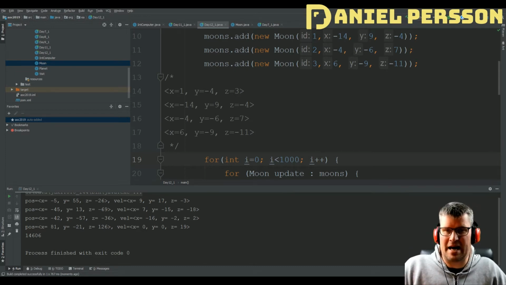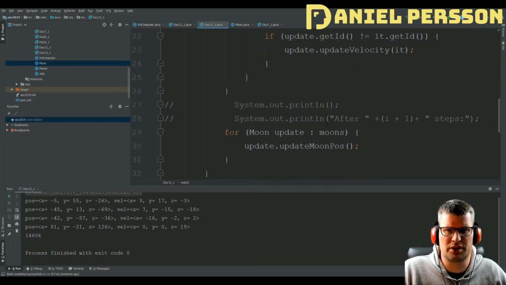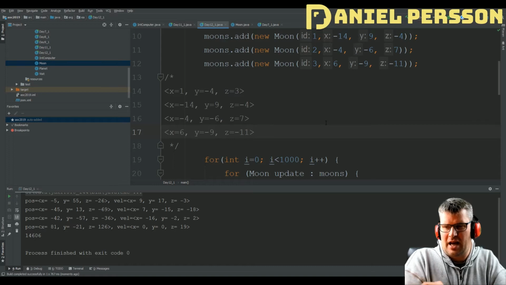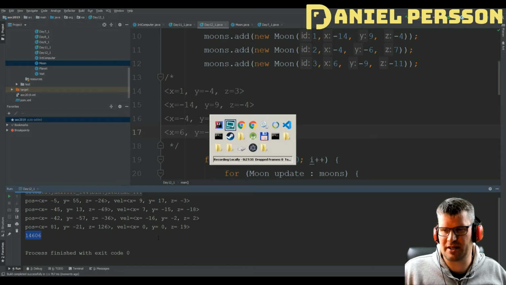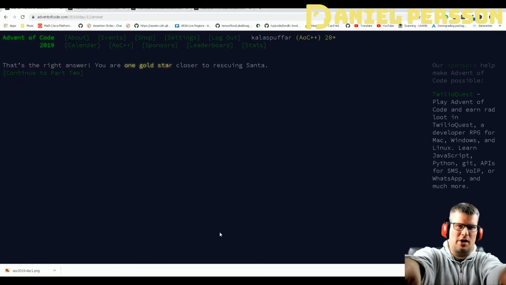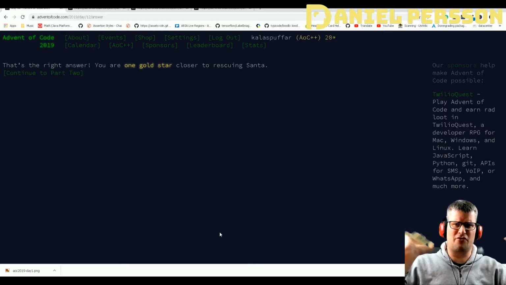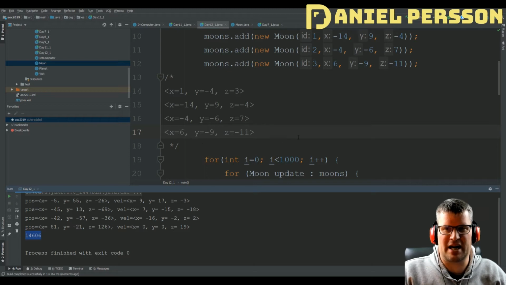And I'm back. There was a bit of math today, and a lot of different moons to update, and I got the result of 14,606. So let's see if that is the correct answer for the first puzzle today. It is! You get a gold star, I get a gold star, everybody gets a gold star! So let's see how we did that.